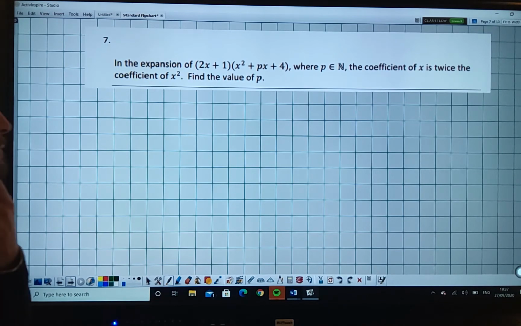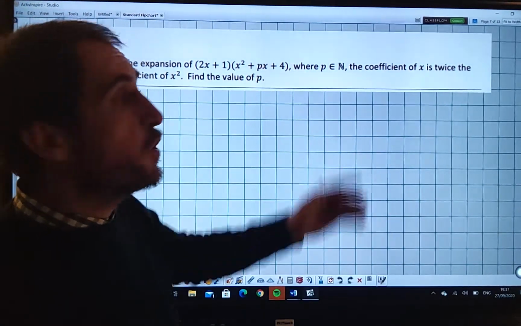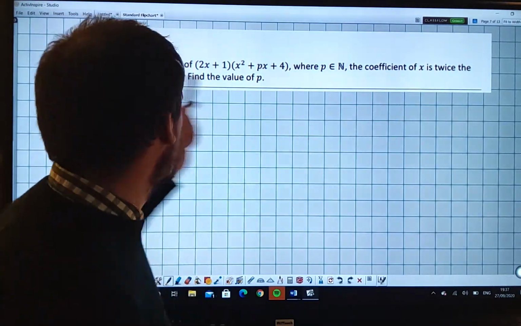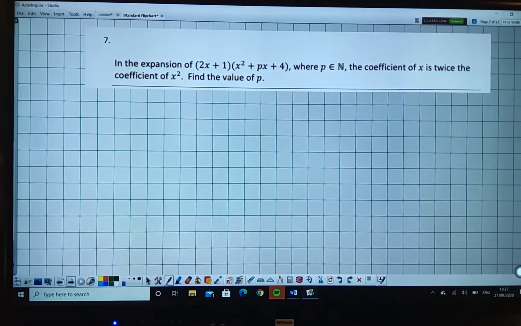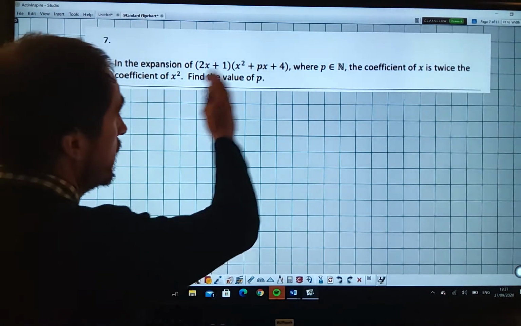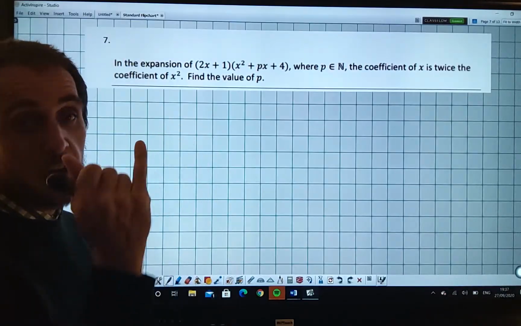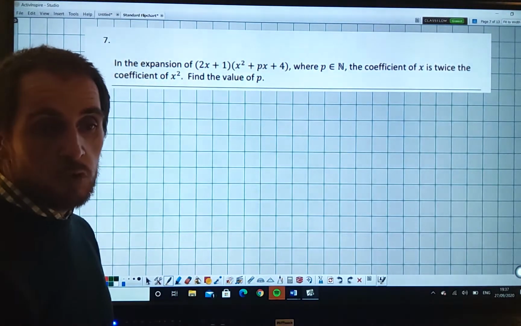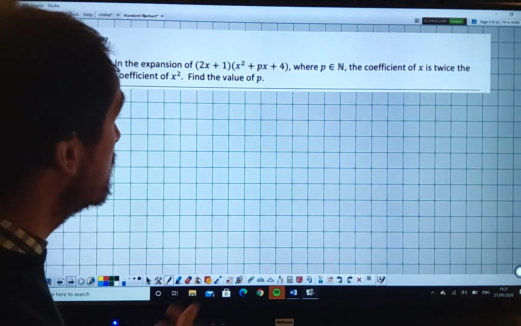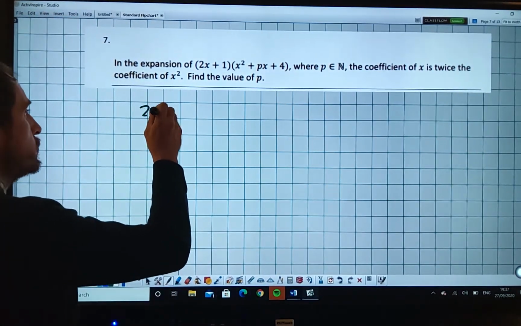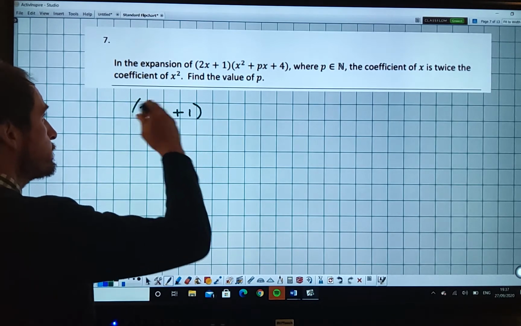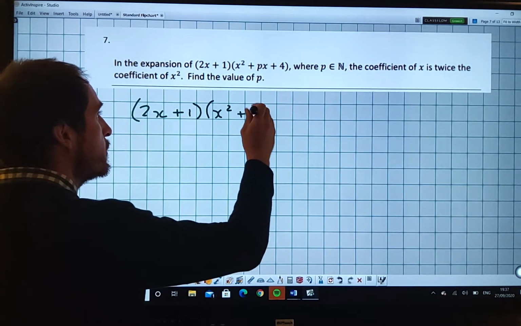Okay, now, in the expansion, so expanding means multiplying it out. The coefficient of x is twice the coefficient of x squared. Find the value of p. So step 1, multiply it out. Then simplify it as much as possible, and then you write what x is multiplied by, what x squared is multiplied by, and set up an equation. So 2x plus 1 times x squared plus px plus 4.